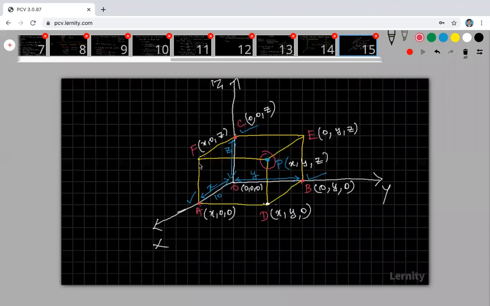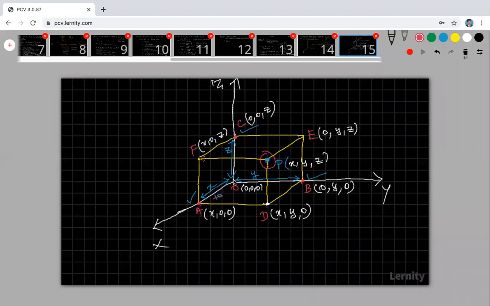This coordinate only. If you are taking any plane, dear students, please note down. If you are taking any point on this plane A, D, P, F, your x coordinate is x only, this distance only. Therefore at this point also my x is x alone. At this point my x coordinate is x, at this point also x, at this point also x. See that?